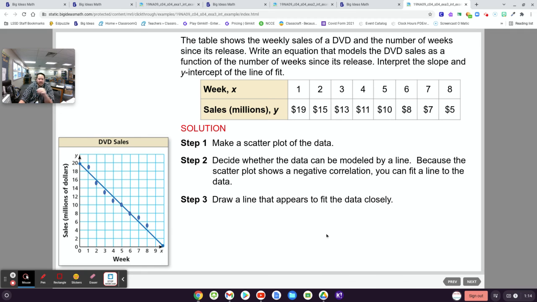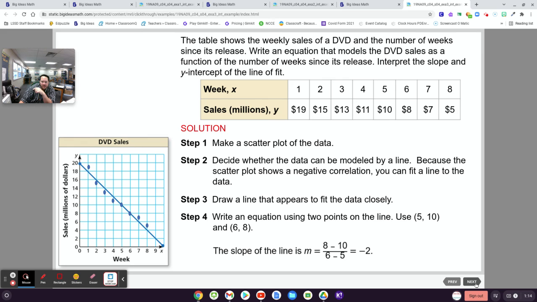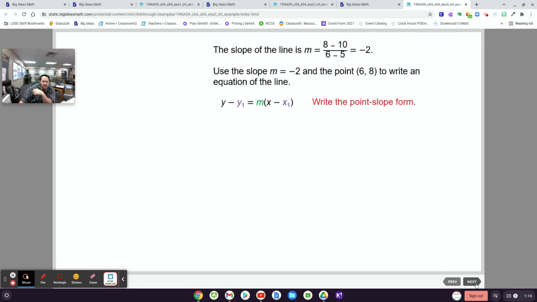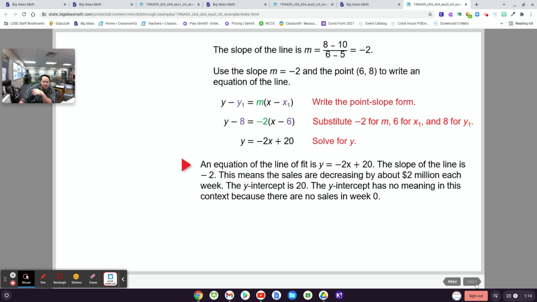And then you pick any 2 points from that line to make your equation, which I'll go through quickly because 6th period is about to come in here. So you can use the points (5, 10), that's on the line, and the points (6, 8), those are on the line. Use those 2 points to write an equation. So you find the slope, and then you use your slope and any of the points in point-slope form like we've been doing, and you get an equation which you can then use to solve problems.